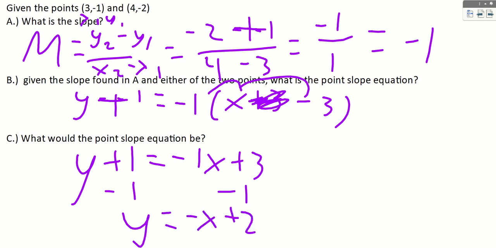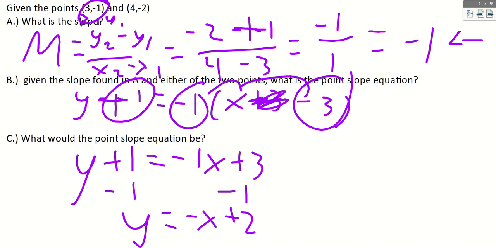So all I did was I started with my slope equation. Using my slope, I put it there. Using these points, I put it here. And then by distributing, I can get it into slope-intercept form down here.